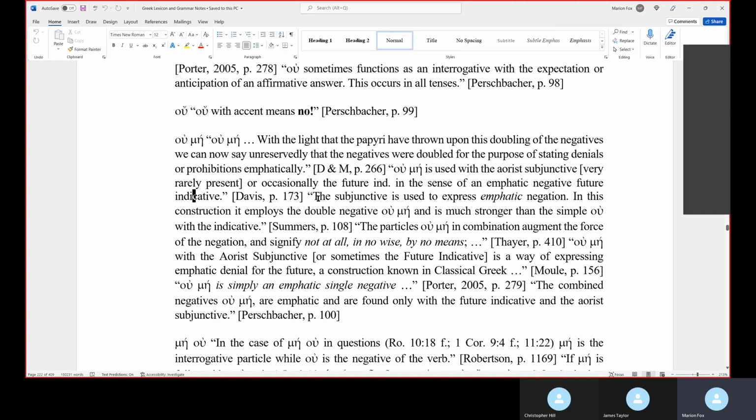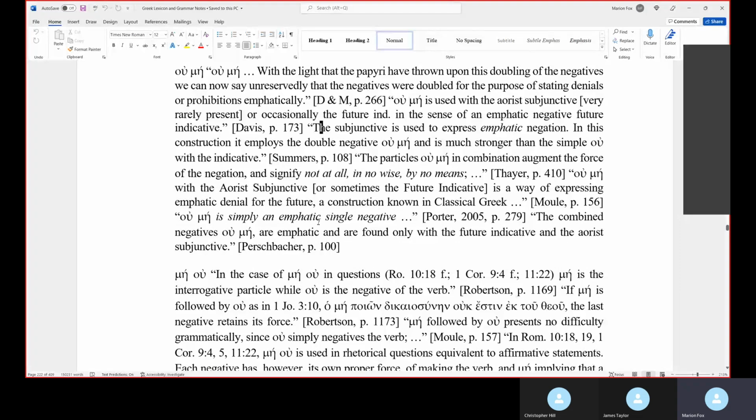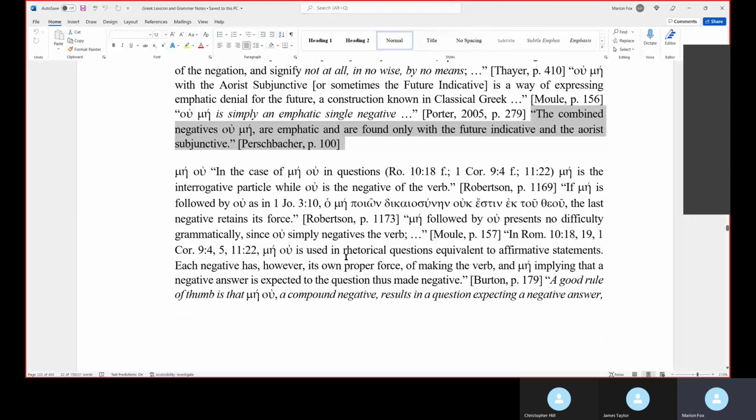Subjunctive is used to express emphatic negation. In this construction, it employs a double negative, ou me, and is much stronger than the simple ou with the indicative. Okay. So this gives you more information about it, and there are several sources telling you in slightly different wording what this means. Okay. Now, any question about that? Bauer says combined negatives, ou me, are emphatic and are found only with the future indicative and the aorist subjunctive.